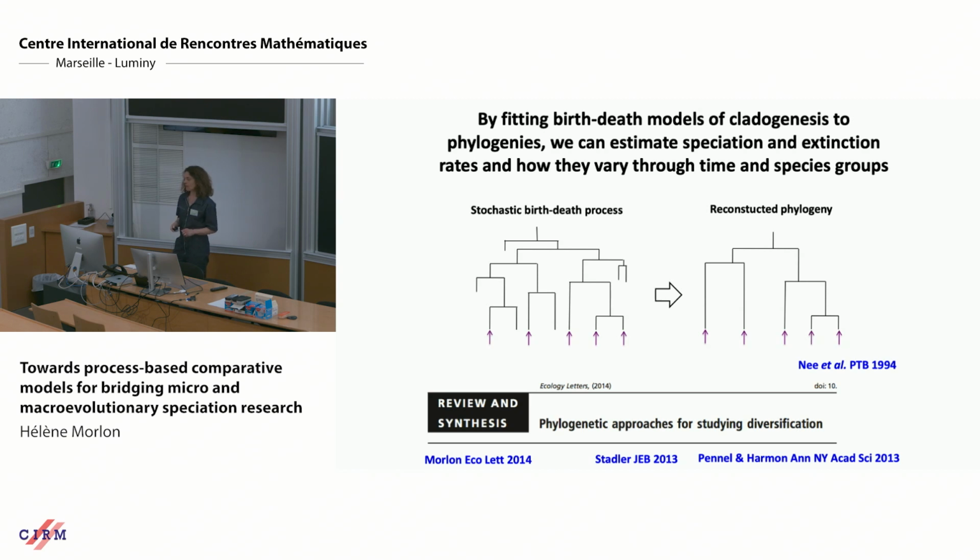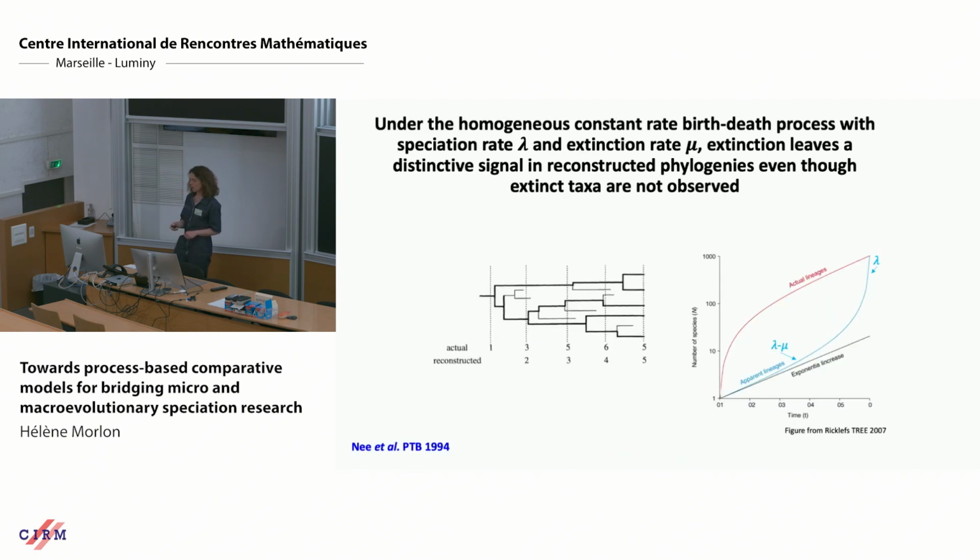And this can actually be done, and the reason why we can do that is that the succession of branching events in a reconstructed phylogeny under a birth-death process is different. The expectations are different than the expectations in the absence of extinction. So this is illustrated here.